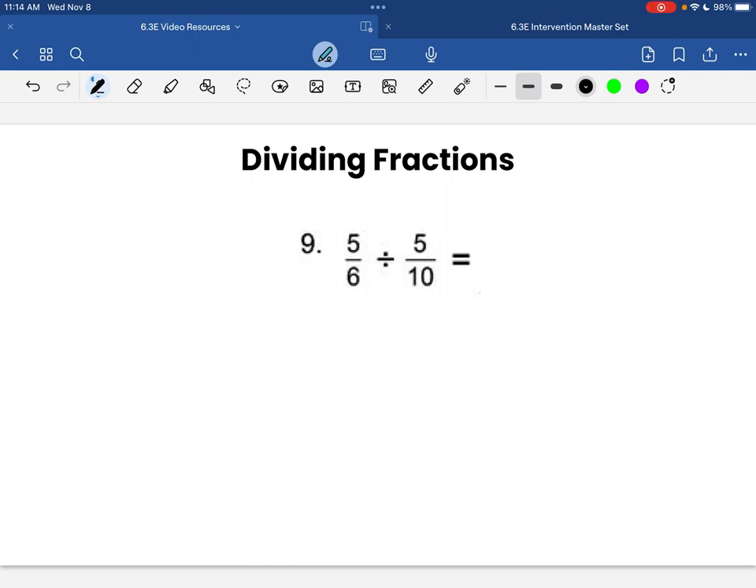Hey guys, today we are looking at how to divide fractions. And again, there are two different strategies that we can use. We can use the strategy of multiplying by the reciprocal, or we can find common denominators. And so let's first look at finding common denominators.